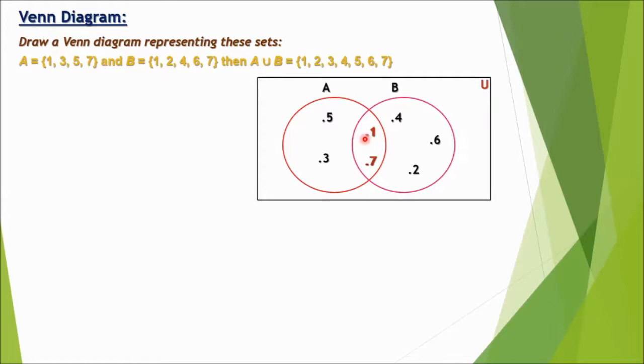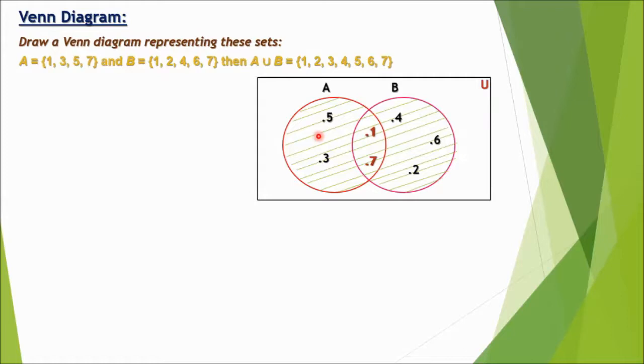Now let's see where we have to set the elements. We have to set them in those regions where these elements are. All these elements must be set. Other than the elements 1, 2, 3, 4, 5, 6, 7, you are not allowed to set other elements. Here we don't have other elements, but if there are, then you have to avoid them. So this is the Venn diagram for A union B.